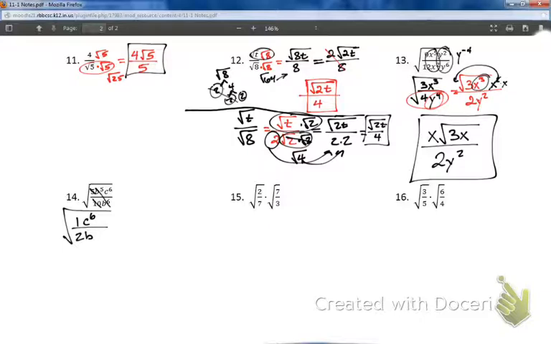And I was saying that the square root of 1 is 1, and the square root of c to the 6th is c to the 3rd. So we get a nice perfect square here of just c to the 3rd. The denominator, however, stays as the square root of 2b. Well, that means to rationalize it, I need to multiply numerator and denominator by the square root of 2b.